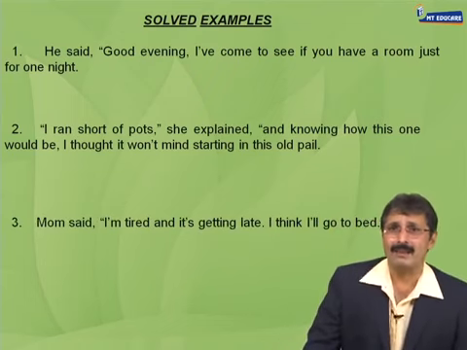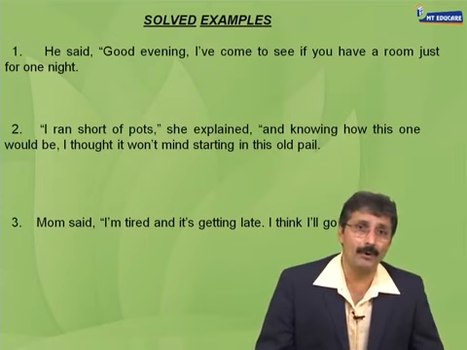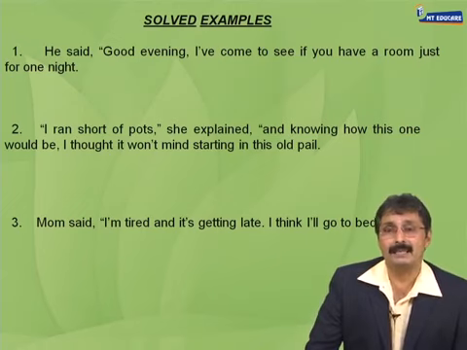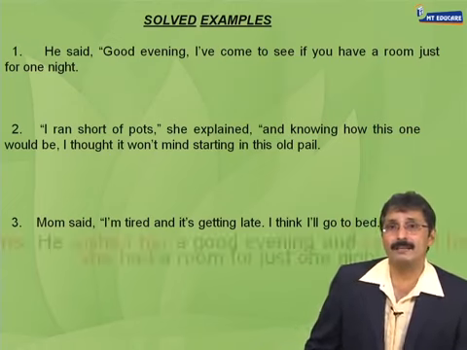Example number 1. He said, good evening. I've come to see if you have a room just for one night. Accept the good and bad with gratitude. 10th standard chapter. He said, good evening. I've come to see if you have a room for just one night. Let's put this into the indirect speech.